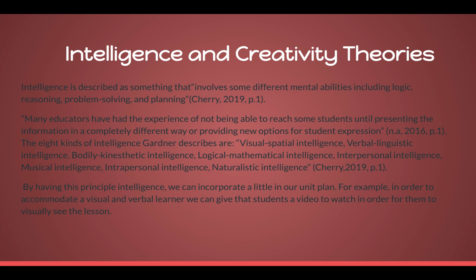The eight kinds of intelligence Gardner describes are visual spatial intelligence, verbal linguistic intelligence, bodily kinesthetic intelligence, logical mathematical intelligence, interpersonal intelligence, musical intelligence, intrapersonal intelligence, and lastly, naturalistic intelligence.